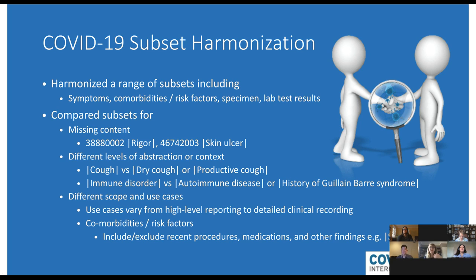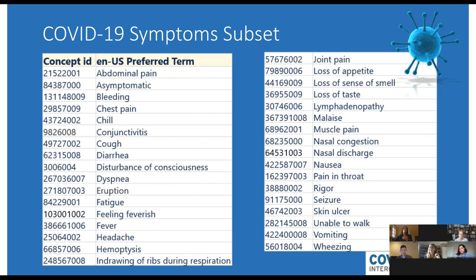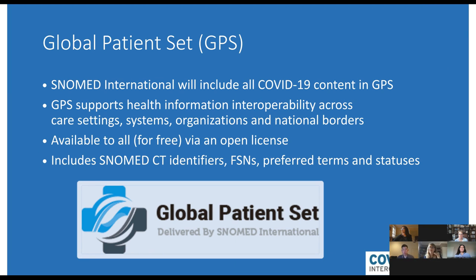SNOMED International subsets tend to include the more abstract concepts used for reporting, and then we provide a second matching subset that includes all the subtypes, which may be needed for detailed clinical data capture. So here's an example of one of the subsets for COVID-19 symptoms. You'll see that it includes concepts like abdominal pain, cough, and dyspnea, through to fever, loss of sense of smell, and wheezing. And as I said, there's a matching subset that includes the concepts plus their subtypes.